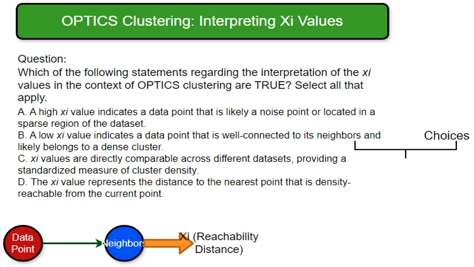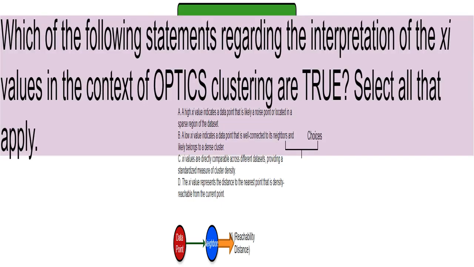This is the title of the quiz, focusing on understanding the meaning of Xi values within the OPTICS clustering algorithm. I'll help you understand what OPTICS is and how to interpret those Xi values. Get ready. I'm asking you to determine which statements about Xi values in OPTICS clustering are true. We'll go through each statement carefully. This is the core question. It tests your knowledge of how to interpret the Xi values that OPTICS clustering produces. You need to understand the algorithm's meaning of these values to answer correctly.